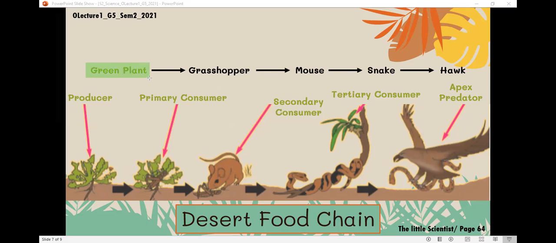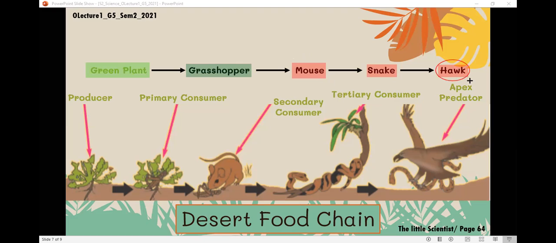Who is the herbivorous consumer in this food chain? The grasshopper. The carnivorous consumer? The mouse. Is there any more? Yes, the snake and the hawk. Who is the apex predator in this food chain? The hawk. Why do we consider it an apex predator? Because it cannot be eaten. No one eats the hawk.